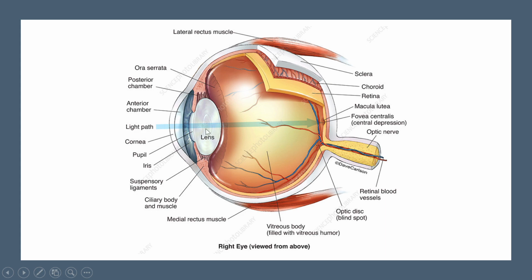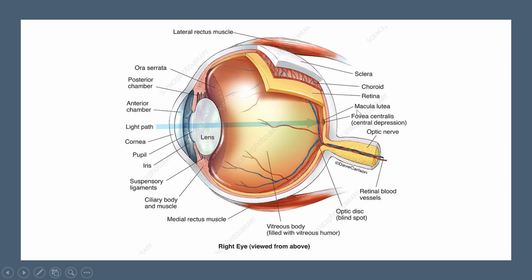Understood? So apart from this, there is the ora serrata. Ora serrata is the junction between the retina and the ciliary muscle. See, on the anterior side, the retina does not have any photoreceptor cells, that is, no rod cells or cone cells are present at the anterior side of the retina, but they are present at the posterior side. So this is the non-photoreceptive zone, whereas this is the highly photoreceptive zone. The junction of both of these is called the ora serrata.